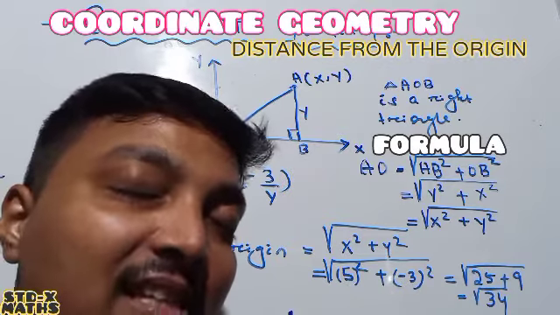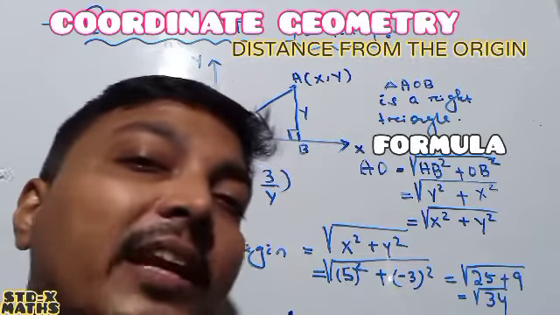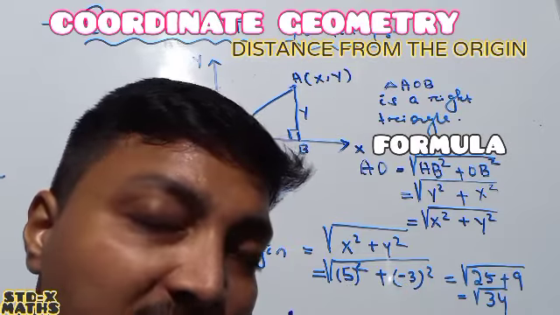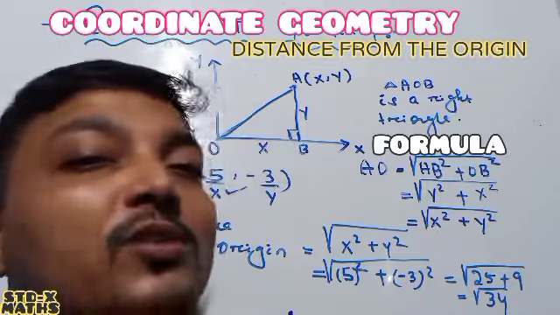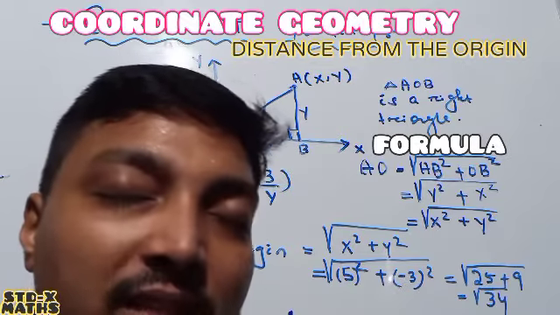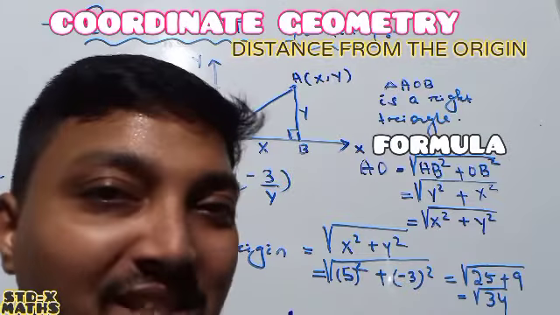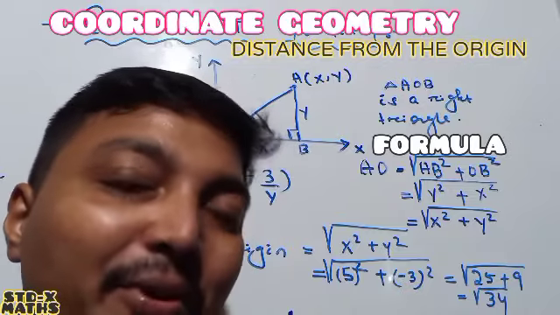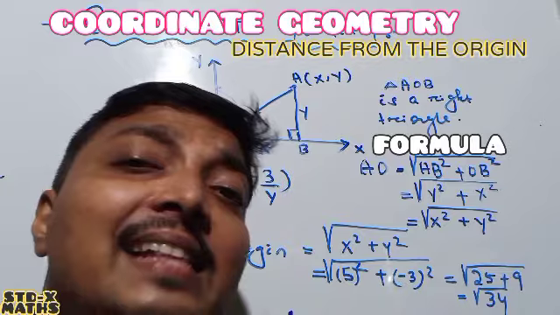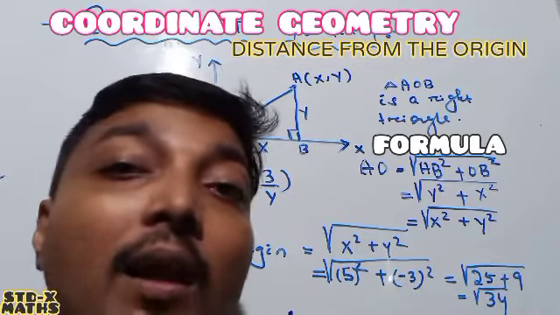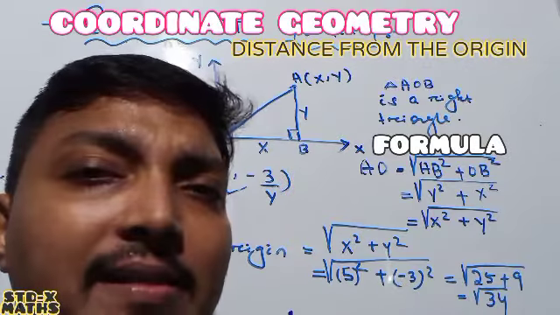Understood? So this variety of question will come, that you have to find out the distance from the origin. Always the formula is x coordinate square plus y coordinate square. I hope this question can be done easily. Yes or no? So the first point is clearly understood. Now I want to show you the second point. Second point is the distance between two points, not the origin, distance between any two points. Ready?